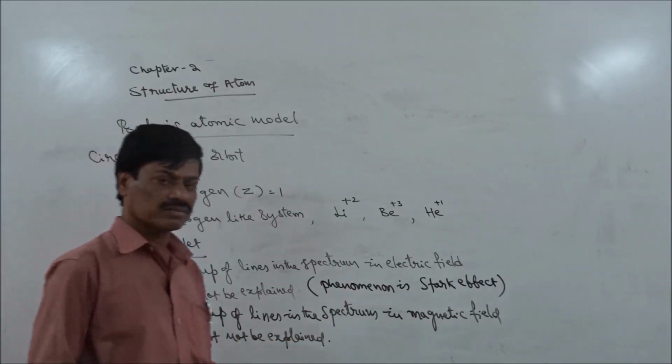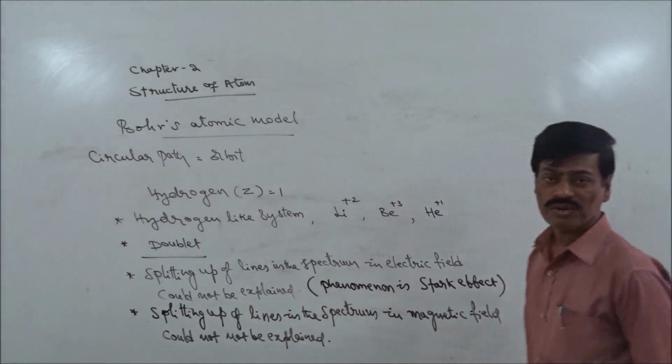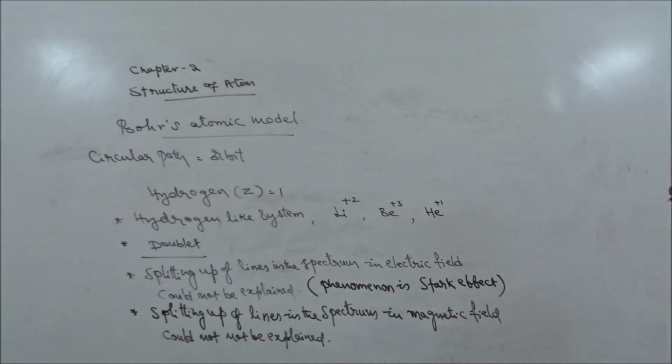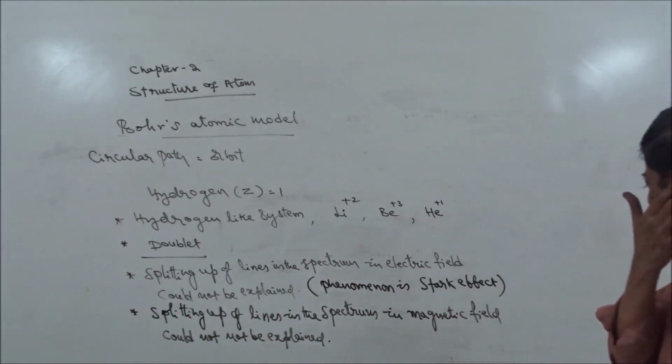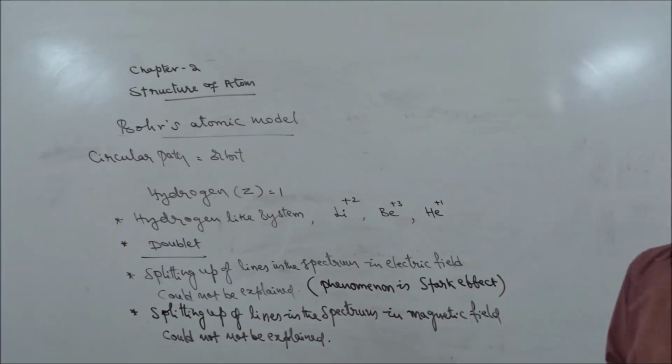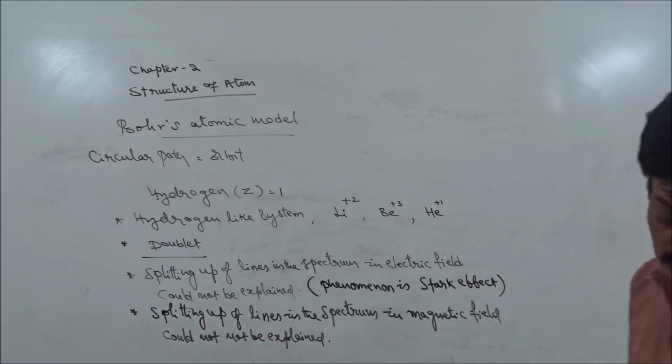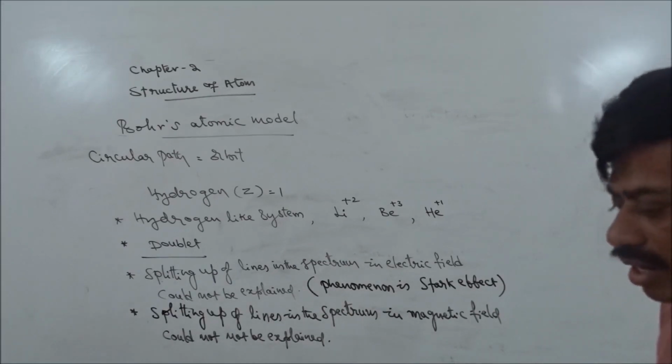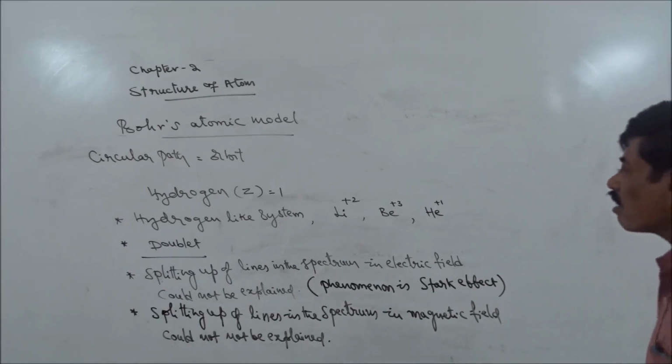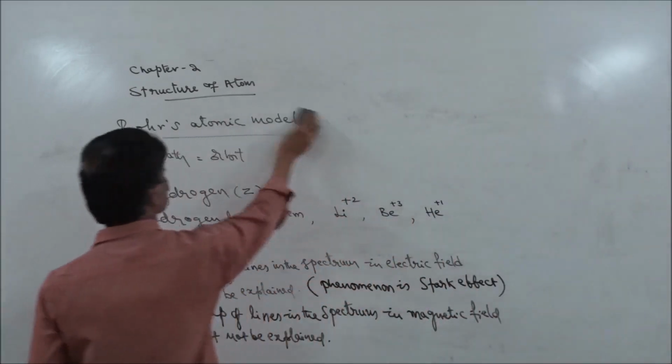This is one more defect of Niels Bohr. In the magnetic field and in the electric field, when the spectrum of a particular substance is taken, the spectral lines of that spectrum undergo splitting. For that there was no explanation from both sides. So these are some of the anomalies, or you can say defects, of Bohr's atomic model.